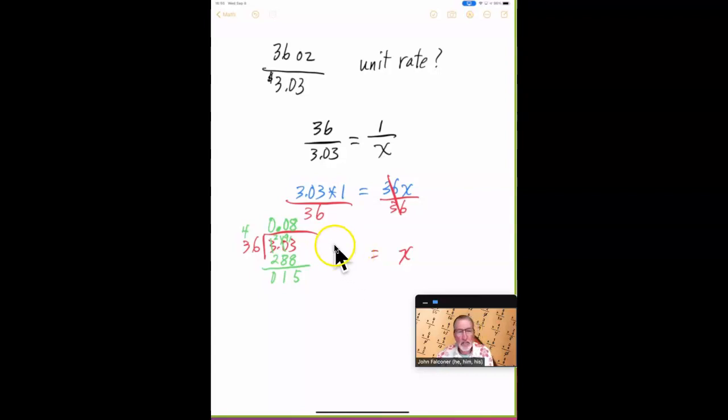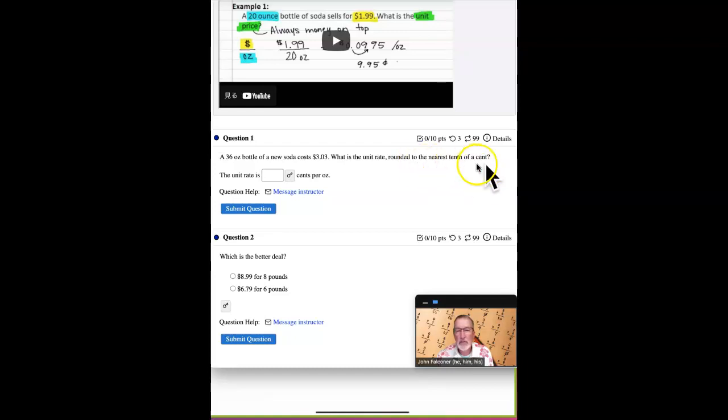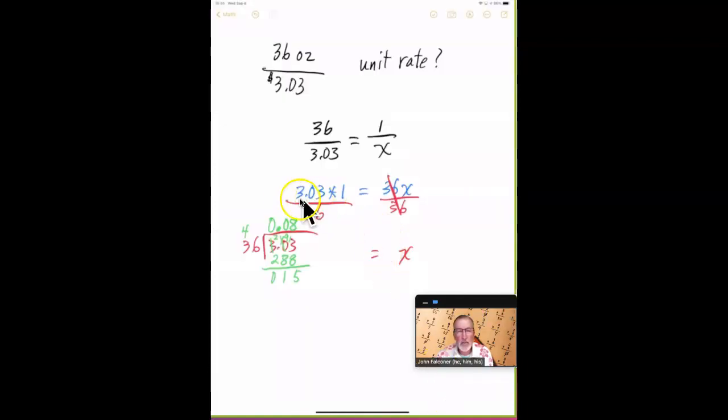And they want us to round to the nearest tenth of a cent. Was that right? Nearest tenth of a cent. So right now, because we are working in dollars, it's $3.03. We have to do the nearest tenth of a cent. So we have to go out 2 more decimal places in order to have our answer be the tenth of a cent. So right here, this 0.08 is 8 cents. That's how much per ounce. All right, so let's keep going.